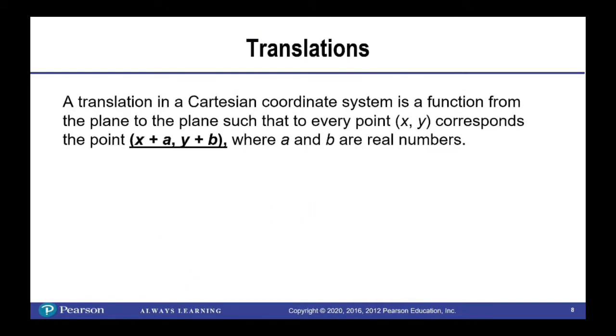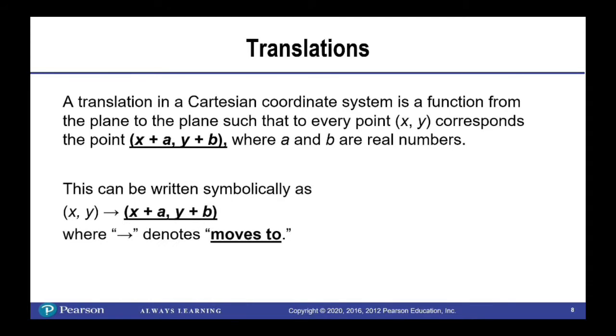Now, in a Cartesian plane, we have our translation and we move (x, y) to (x plus a, y plus b), where a and b are real numbers. Now, here's how we write this in symbols. You'll notice the arrow. So we have (x, y), and the arrow, and (x plus a, comma, y plus b). In a Cartesian plane, we write our points as ordered pairs. So even our translation is written as an ordered pair. The arrow denotes our moves to.